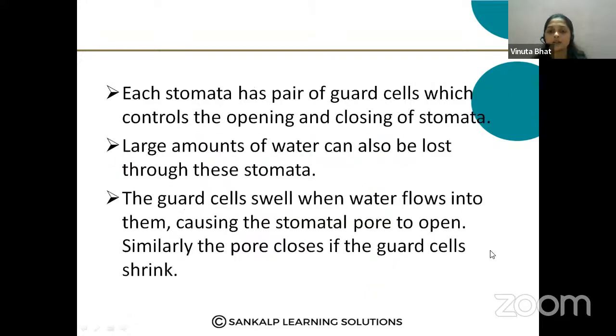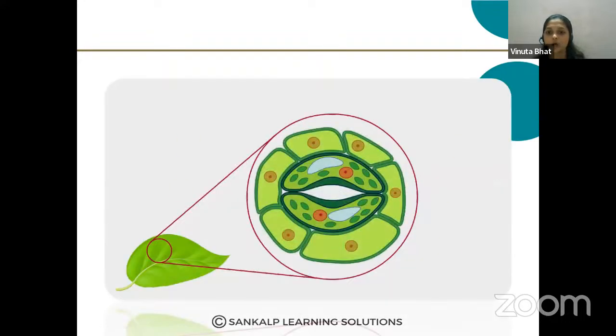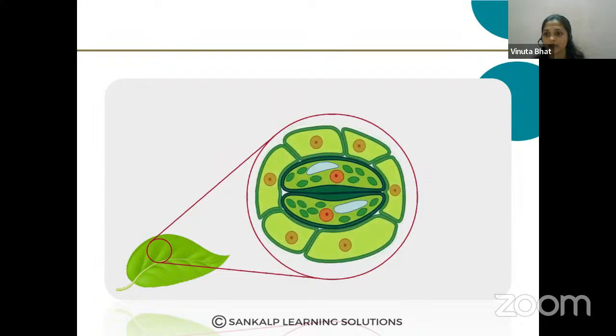Here these stomata are meant for the exchange of gases, carbon dioxide and oxygen. But they also help in the loss of water. That loss of water through the stomata is called transpiration, right? So for this process also, these stomata are helping. So look at this video, how these stomata are opening and closing, how the exchange of gases takes place, and how water is also lost through this stomata.